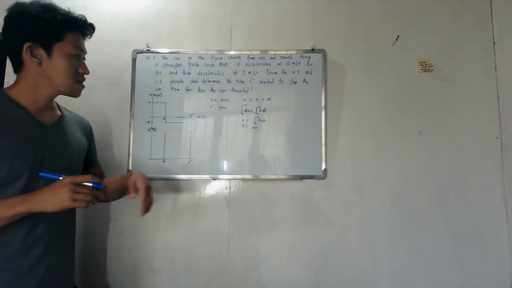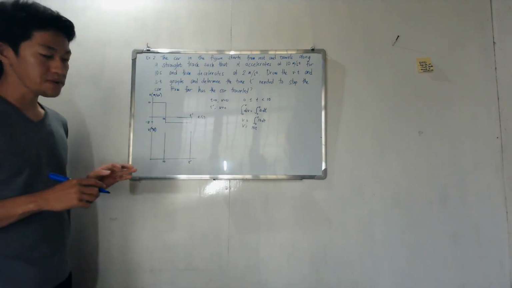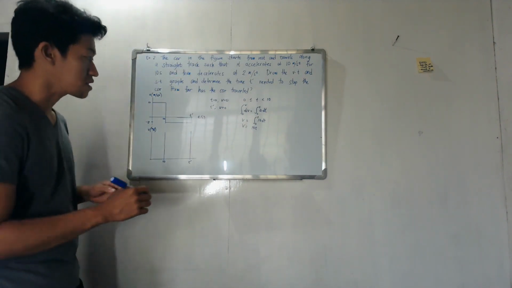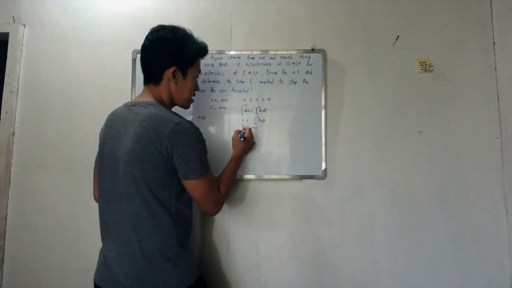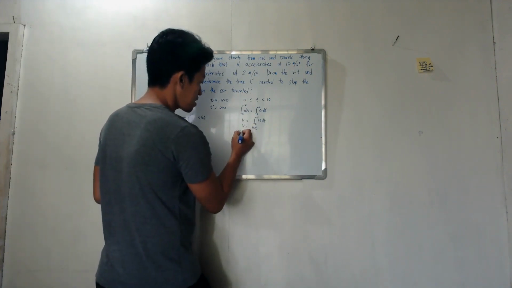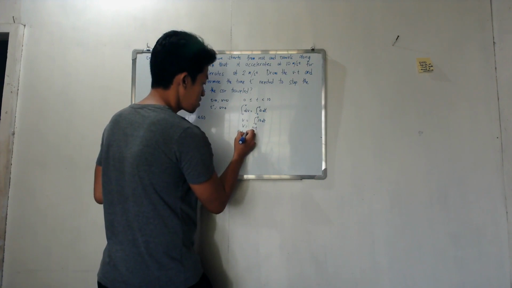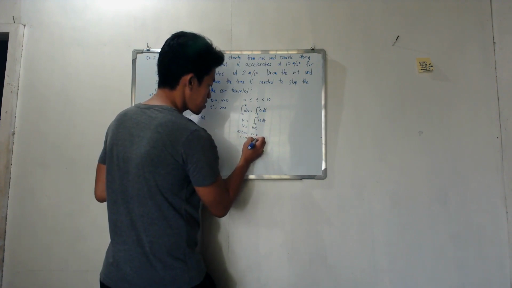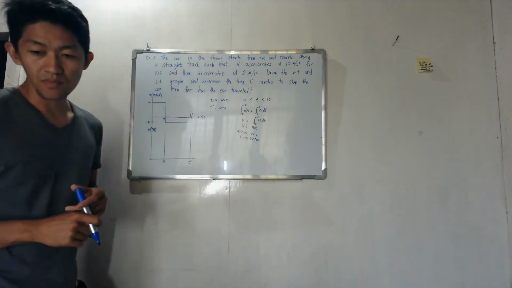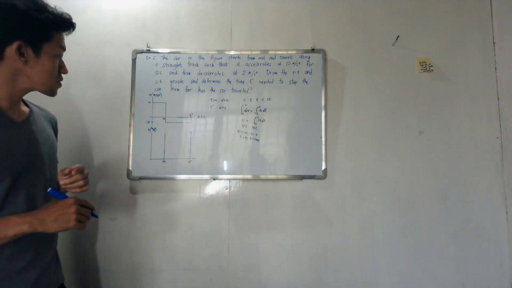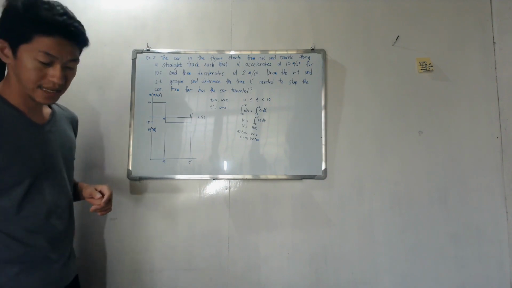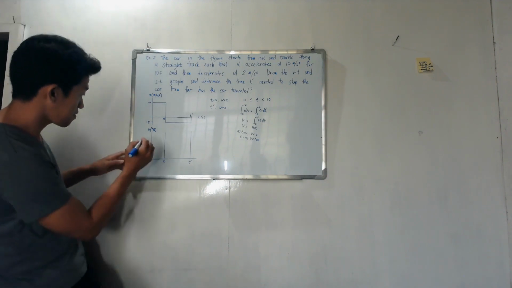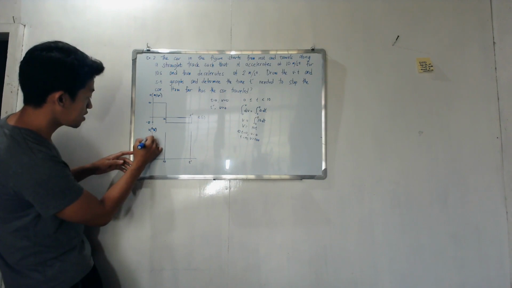Okay? So this is a linear graph. So expect na linear ang imong graph ani. So let's plug in some values at again at t equals 0, v equals 0, t equals 10, v equals 100. Okay? So 100 ani.